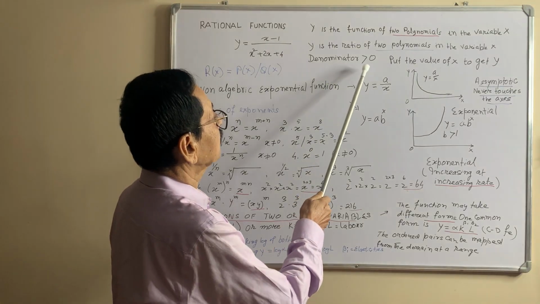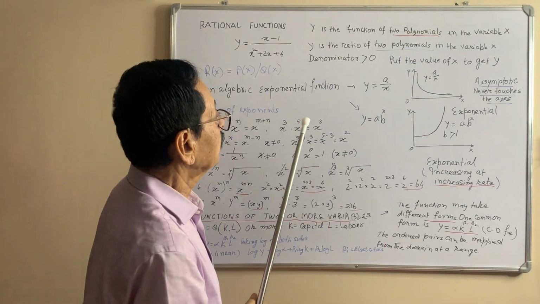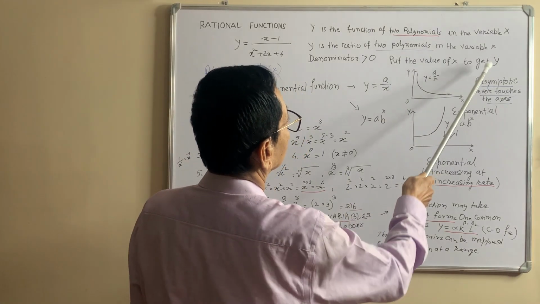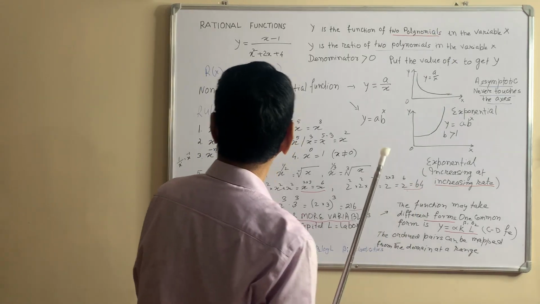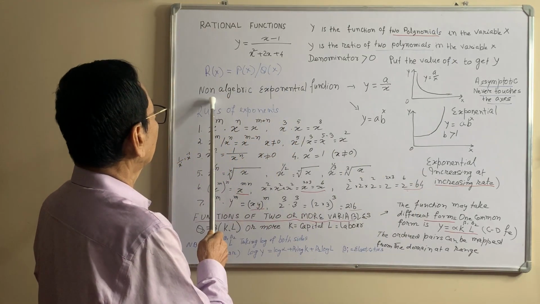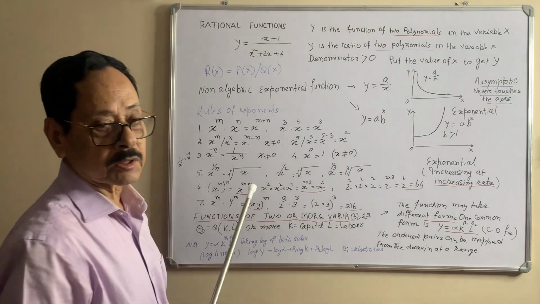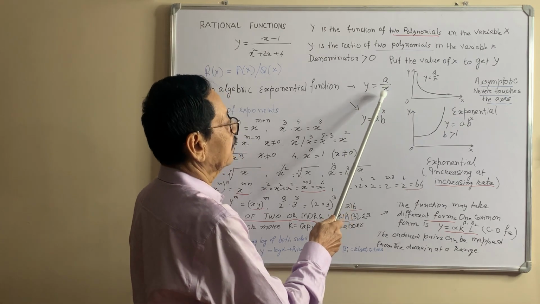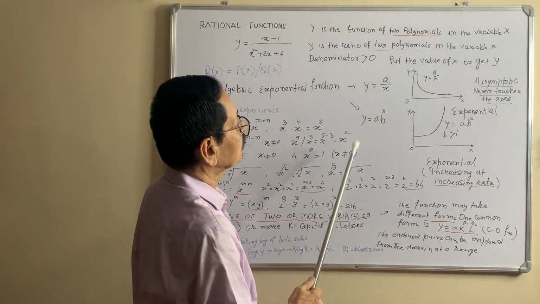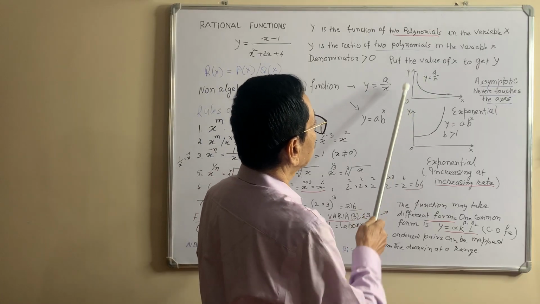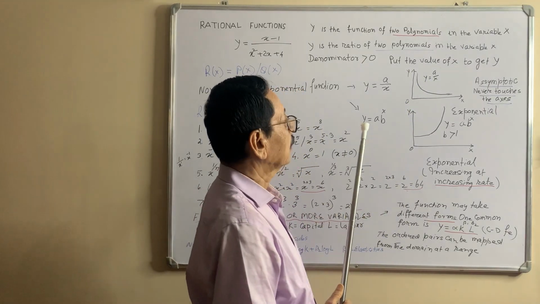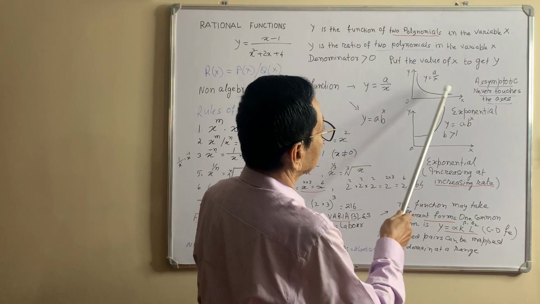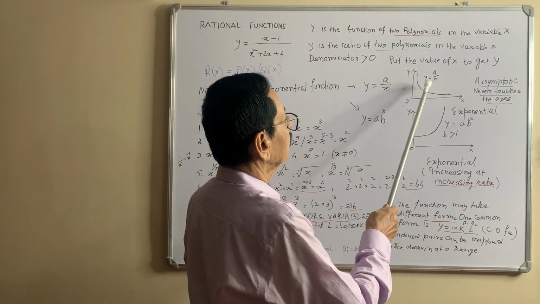The denominator is greater than 0, and we can get the value of y by putting the value of x. Now, non-algebraic exponential functions are not in ratios. So y is equal to a by x, it is in the form of ratios. If we put it in the graph, the diagram, with x on the x-axis, y is equal to a by x.